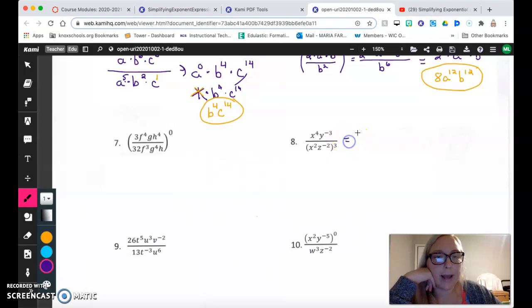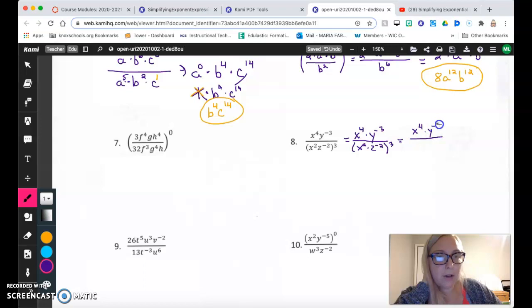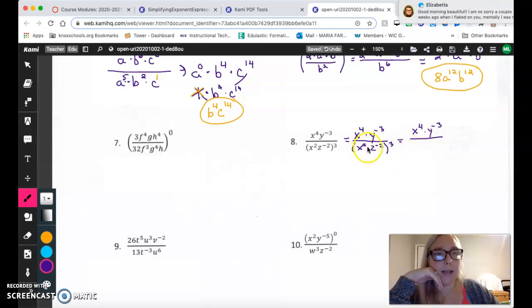First, though, break everything apart. We have x to the 4th times y to the negative 3rd, being divided by x squared times z to the negative 2nd power times 3, and all of that is being raised up to the third power. So we're going to take care of that power rule first. We still have the numerator the same, so we put x to the fourth times y to the negative third so we don't lose it. We have x squared that is raised up to the third power.